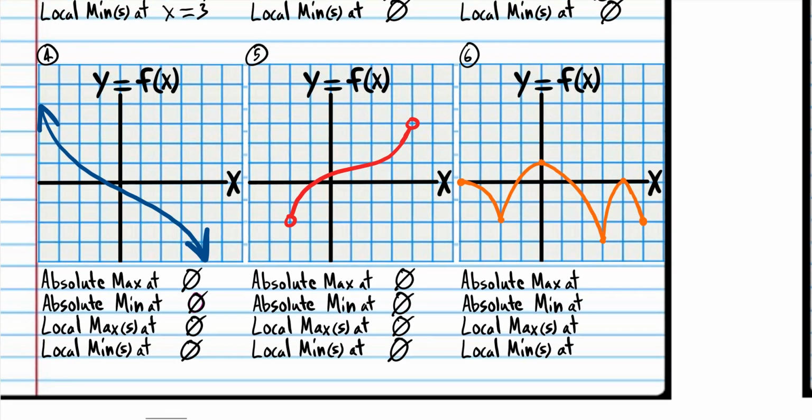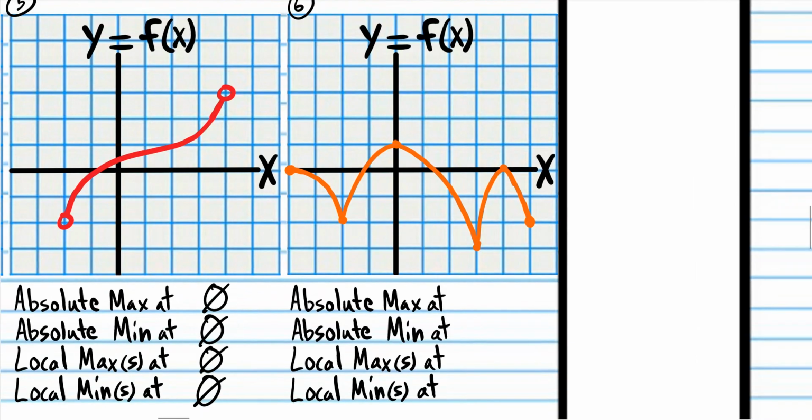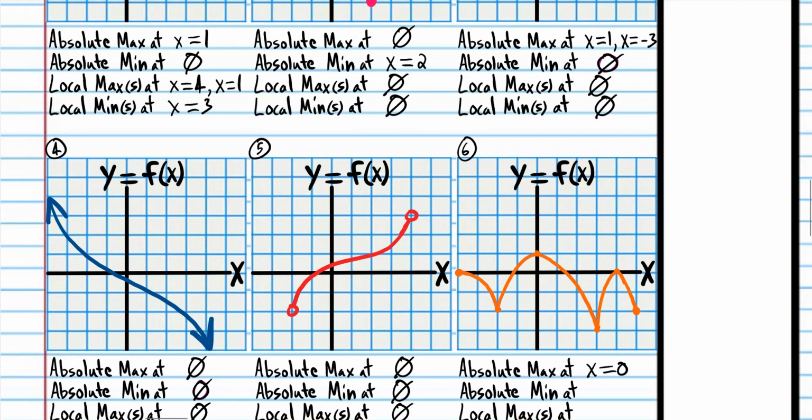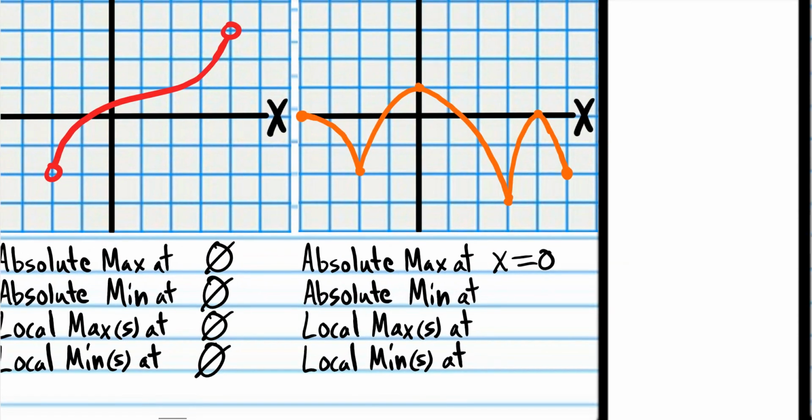Okay, let's move on to this orange graph here, the orange function. Is there an absolute maximum value of this function? In other words, we're looking for the biggest y value. Is there one y value that you can say is the biggest y value of the graph? And the answer is yes. This point has the biggest y value that occurs at x is equal to 0. Is there an absolute minimum value? The answer is yes. Again, this point has the smallest y value that occurs at x is equal to 3.